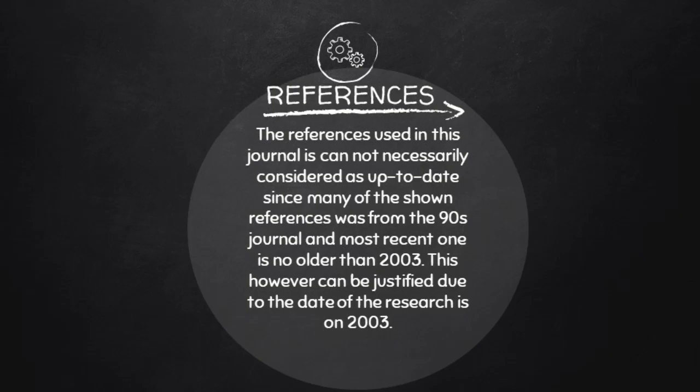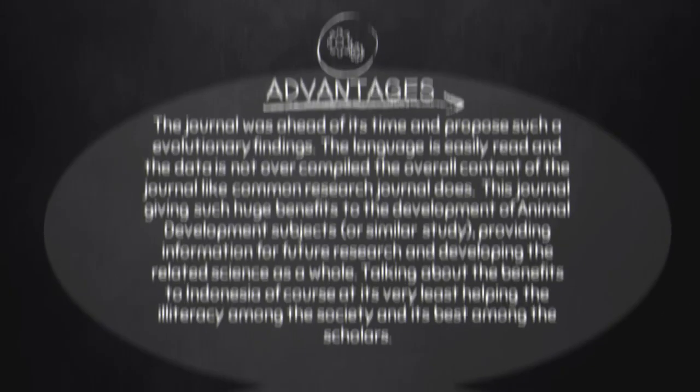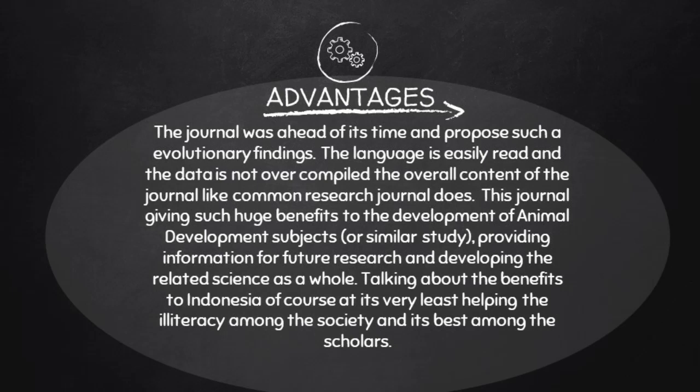Now we talk about the advantages that this journal has. The journal was ahead of its time and proposed such evolutionary findings, considering the year of its publishing, 2003. The language is easily read, and the data is not overcompiled within the overall content of the journal like a common research journal. Sometimes there is a journal with too much data or tables and graphs without proper explanations, which makes us really confused about what it has to do with the topic of the journal.